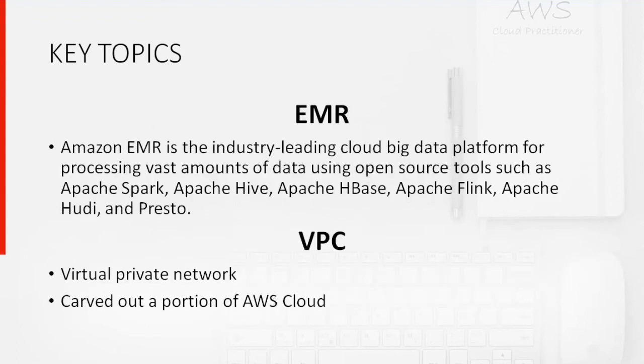Key topics. EMR. Amazon EMR is the industry-leading cloud big data platform for processing vast amounts of data using open source tools such as Apache Spark, Apache Hive, Apache HBase, Apache Flink, Apache Hudi, and Presto. VPC, Virtual Private Cloud, a carved out portion of the AWS Cloud.